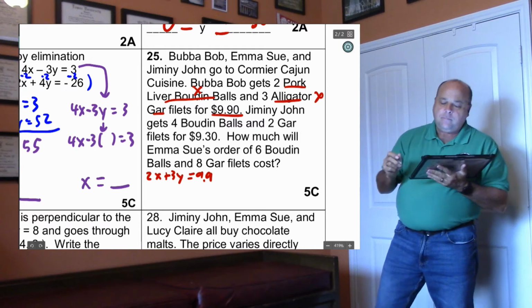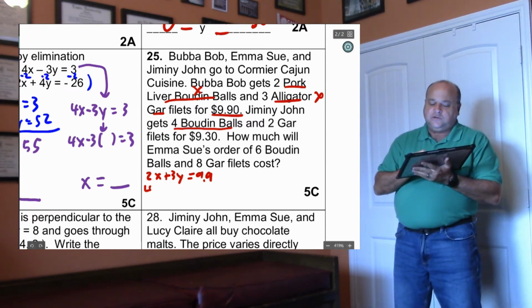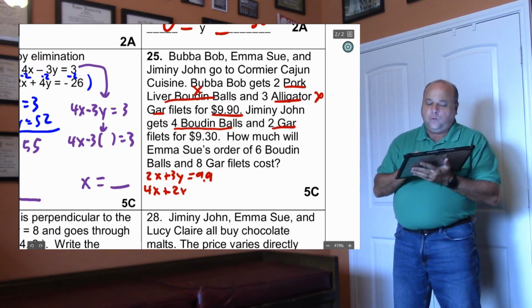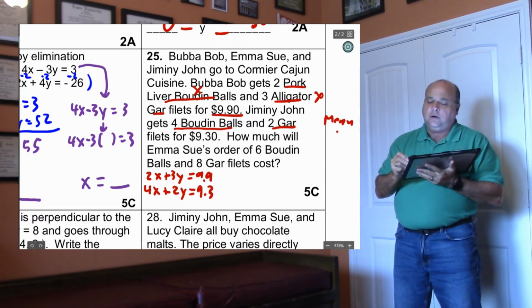Now Jiminy John gets 4 boudin balls, that's our x. So 4x plus 2 gator fillets, 2y equals 9.3. I'm going to type that in the calculator, menu 3 to enter.